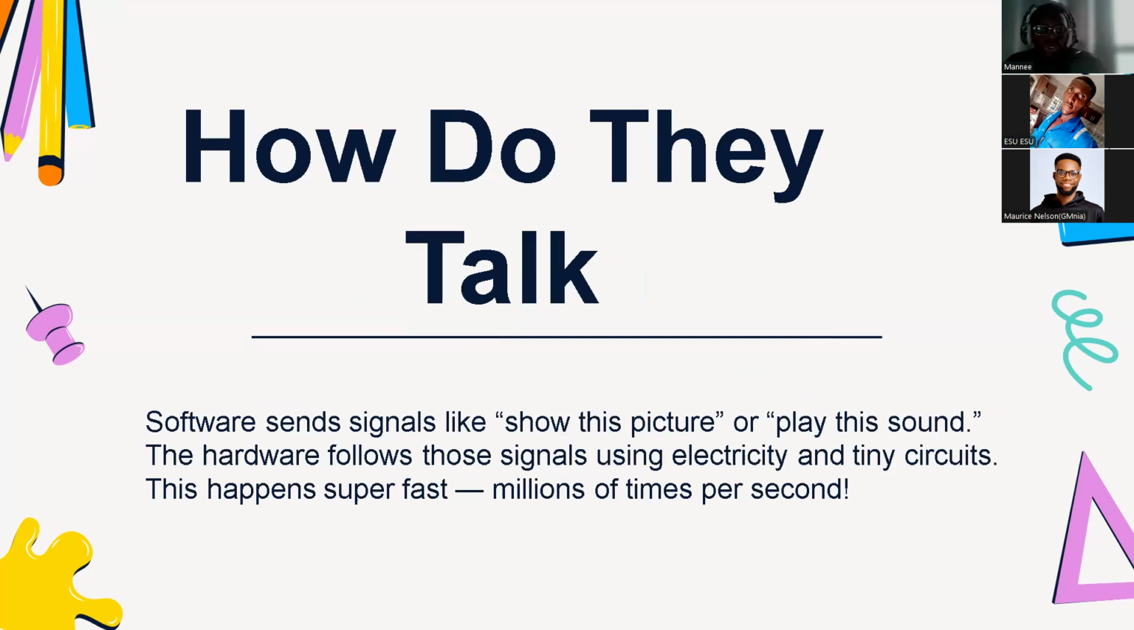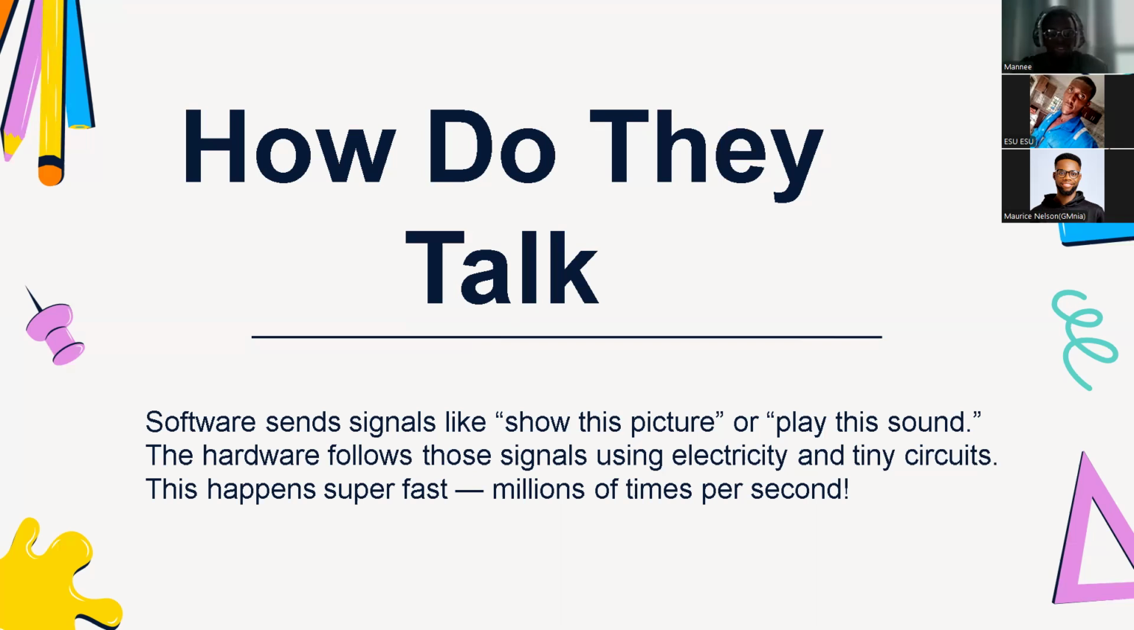Now, how does this communication, this talking, happen? So the software, as we said, sends a command or a signal, for instance, says, show this picture. Now the signal is sent to the hardware, in this case, the screen. The hardware receives this signal using electricity and tiny circuits, different connections, different wires that are present in your computer. And this is how the command is carried out.